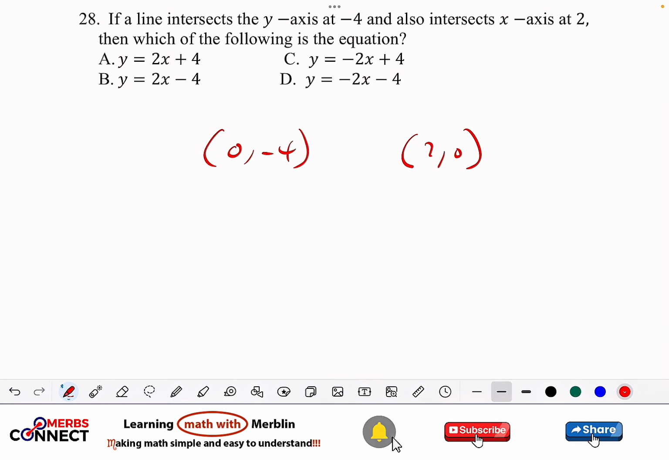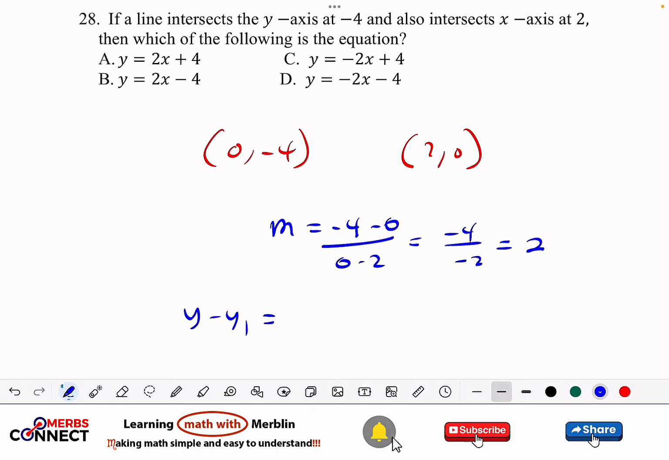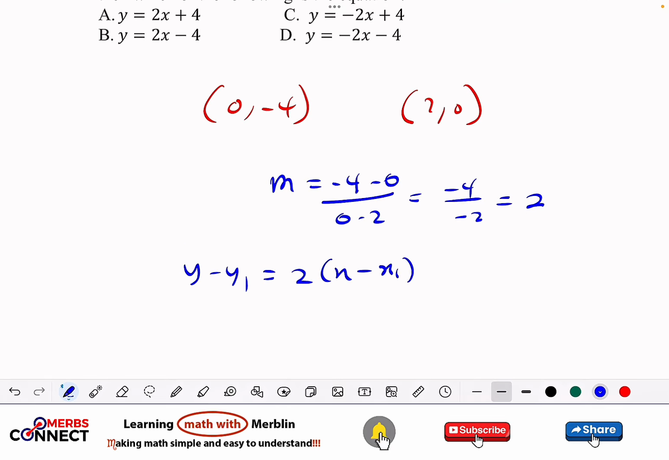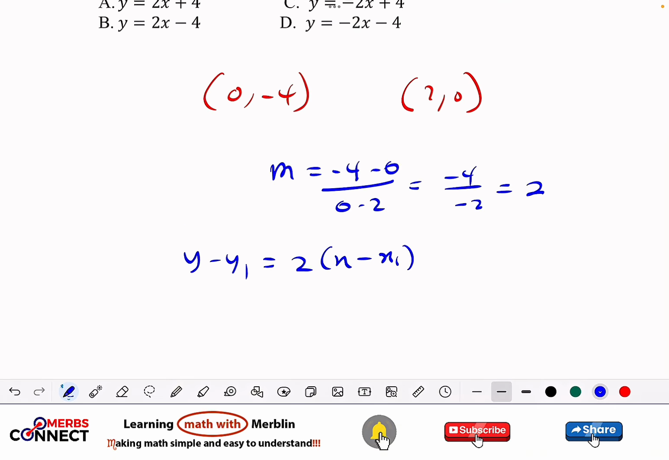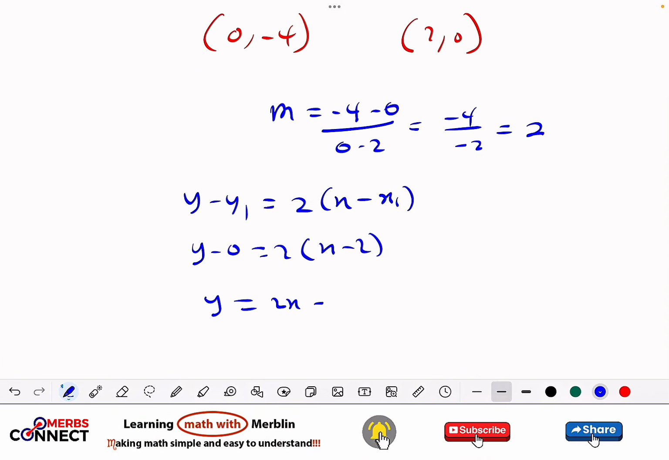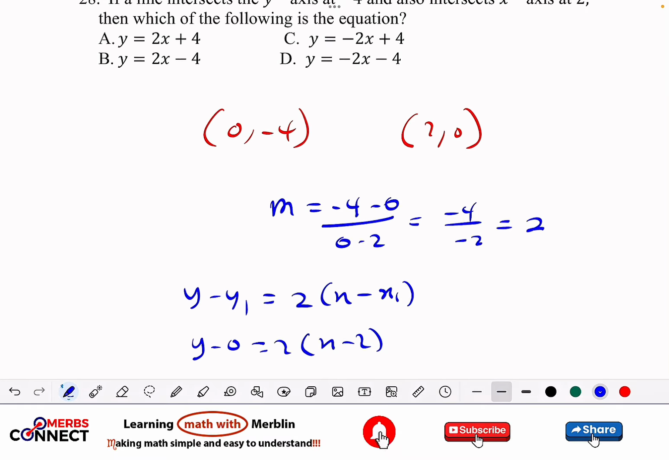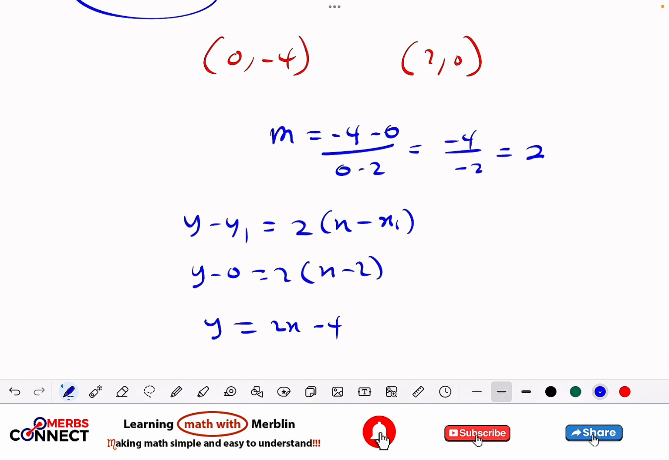Okay, so we can pick any of them, but first let's find the slope. Slope is equal to change in y, so we're going to have -4 minus 0 divided by 0 minus 2. So -4 divided by -2 is equal to 2. Then y minus y1 is equal to the slope, which is 2, times (x minus x1). So let's pick any of the points. We can pick (2, 0). So y minus 0 is equal to 2 times (x minus 2). y is equal to 2x minus 4. Okay, right here, which is B.